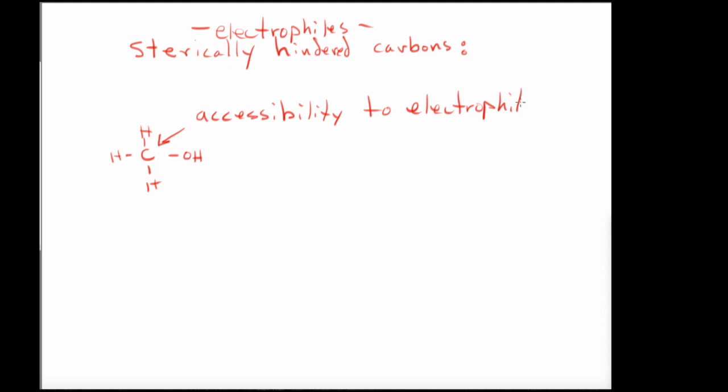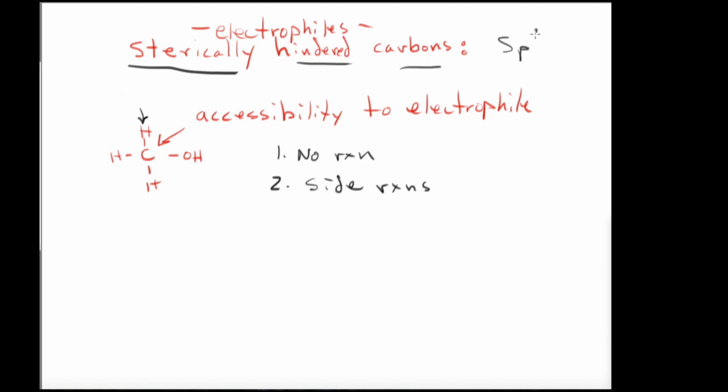And this is a super important concept because as soon as you start to substitute out the groups that are attached to the carbon, so these guys here, now all of a sudden the kinetics of the reaction, in other words, the ability of the nucleophile and the electrophile to interact, are going to be influenced. And the result of that could be anything from no reaction to side reactions that you don't want. Again, I think that the biggest influence in terms of sterically hindered carbons has to do with the ones that are sp3 hybridized. That's fair to say.